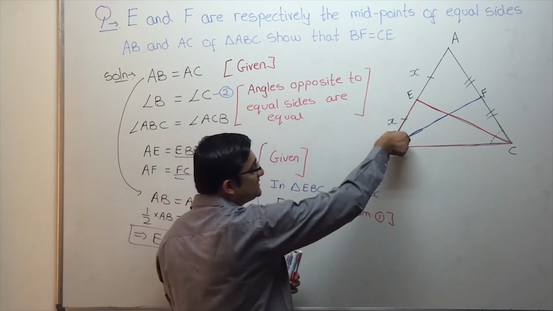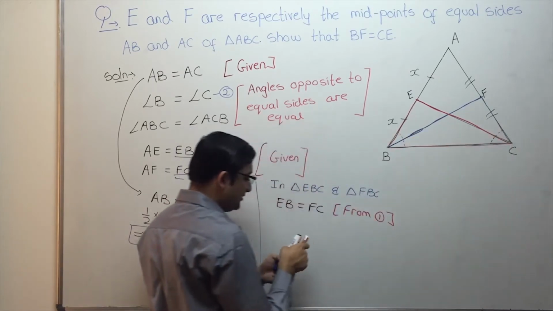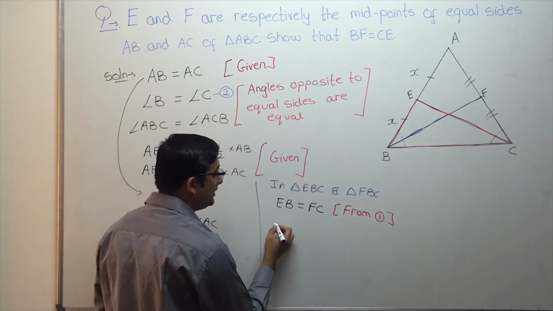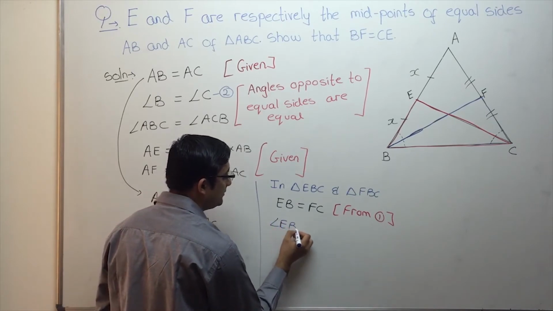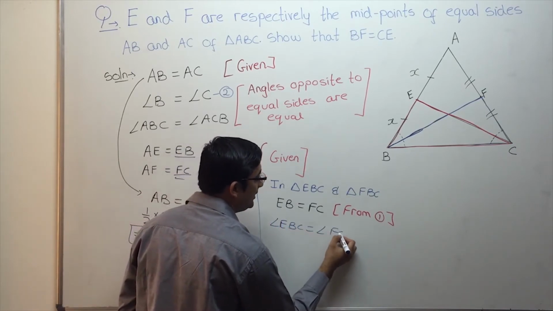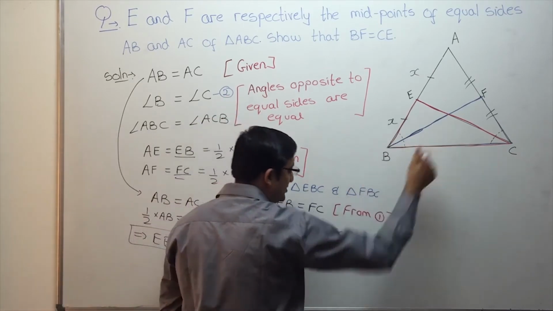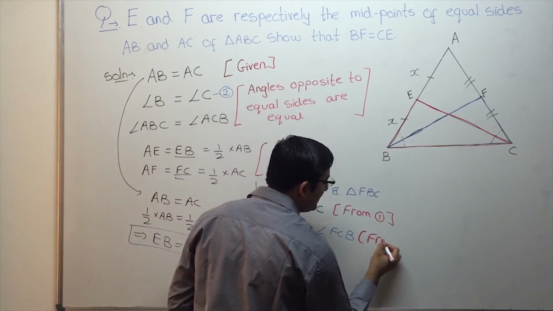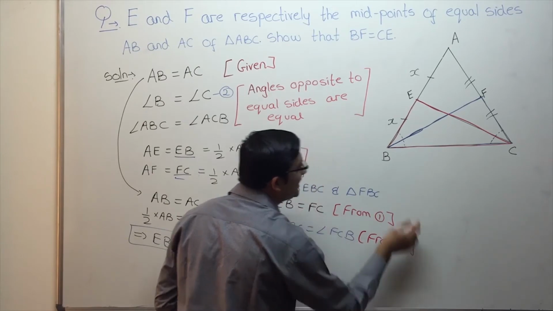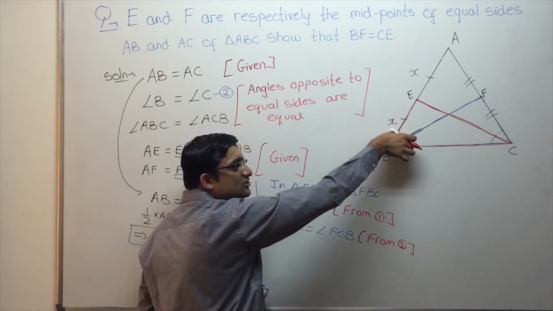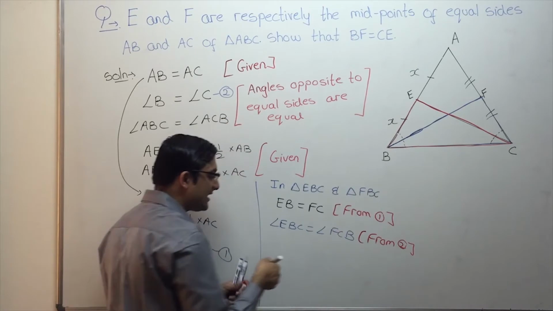Next, we have this angle is equal to this angle. So I'll write over here, angle EBC is equal to angle FCB. From where did I get it? From 2. That is, angle B is equal to angle C. So just name it as per the triangle. I repeat, that is because our triangle is EBC, so instead of writing this as angle ABC, write it as angle EBC.